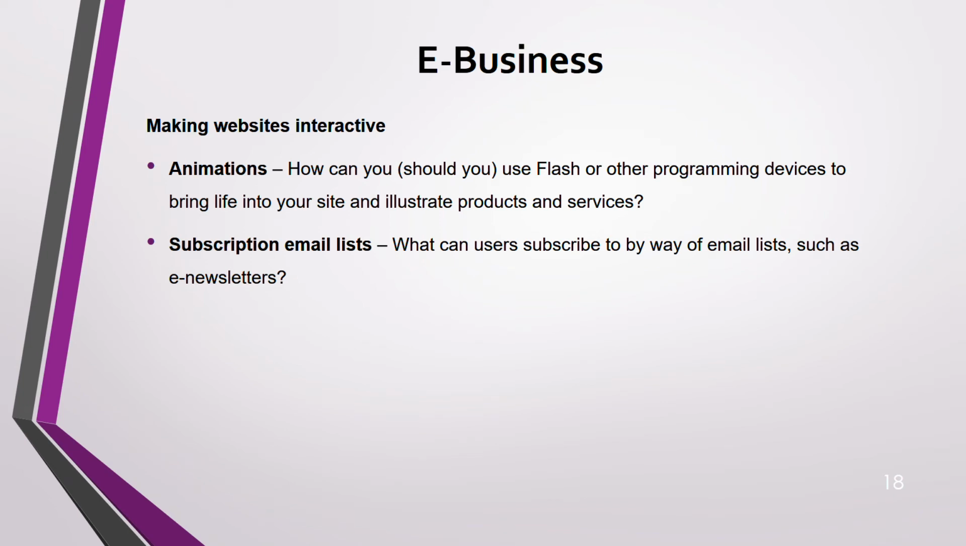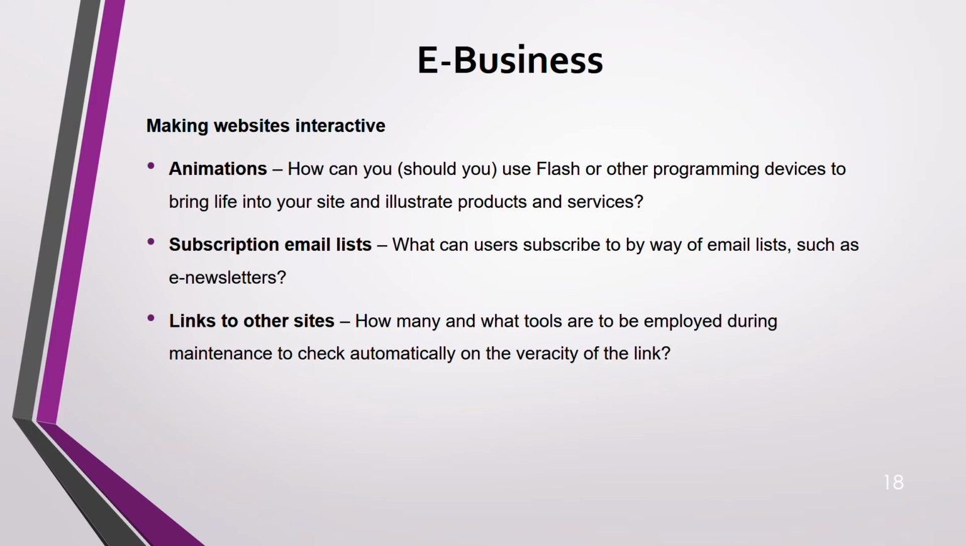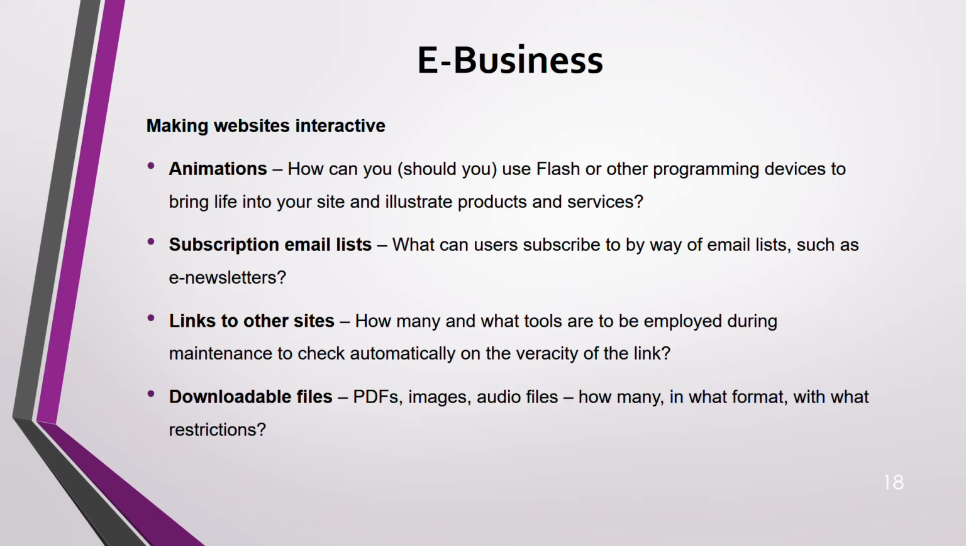Subscription email list. What can users subscribe to by way of an email list, such as an e-newsletter? If you are giving them an e-newsletter, what can they subscribe to? Link to other sites. Is it giving links to other sites? Downloadable files. Sometimes you can download files like PDFs, images, or audio files. How many, and in what format do you want them to download?